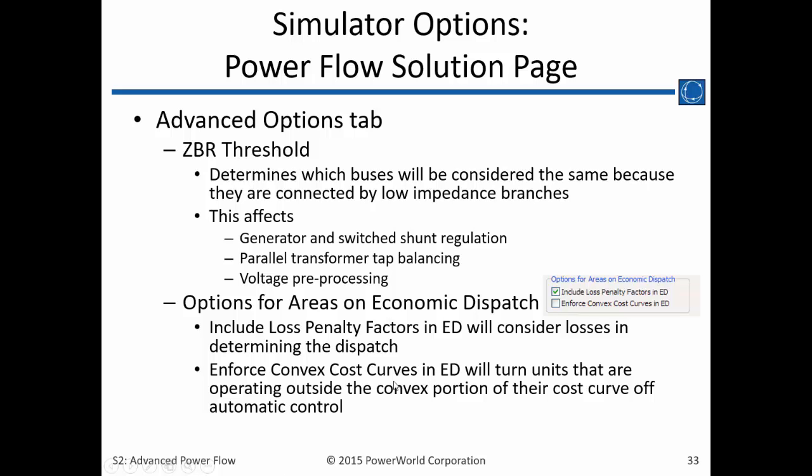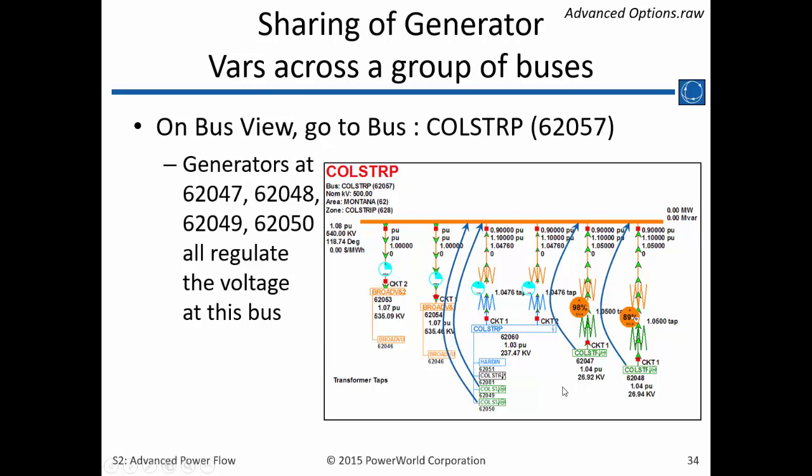You can also enforce convex cost curves in the economic dispatch, which will turn units that are operating outside the convex portion of their cost curve off of automatic control. So again, those don't get used very often, but those options are there.